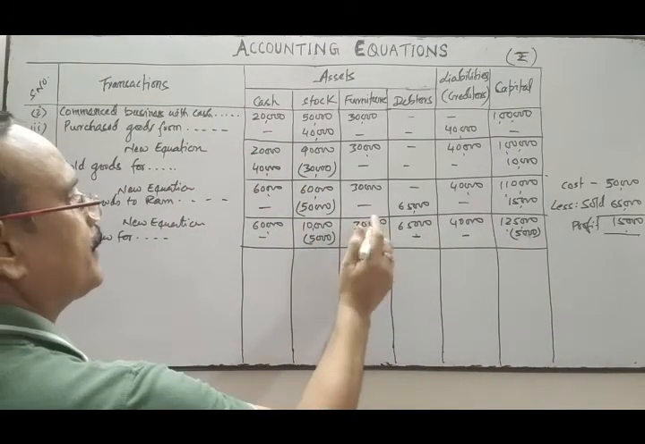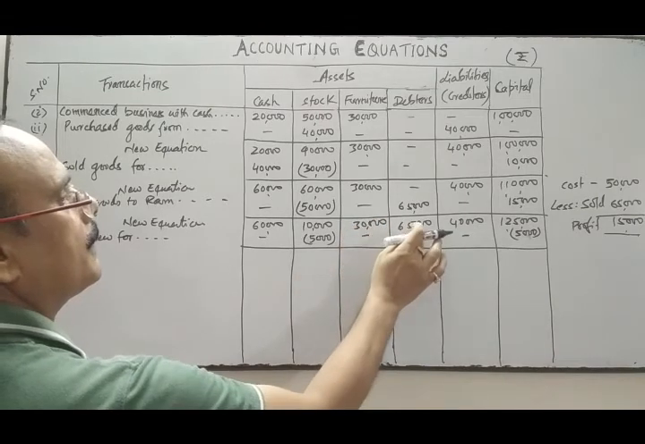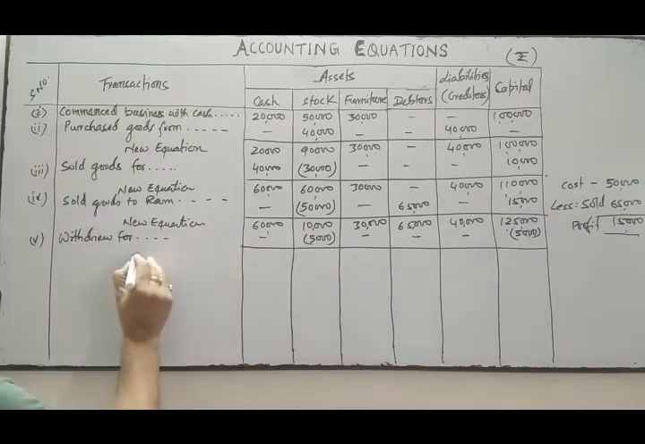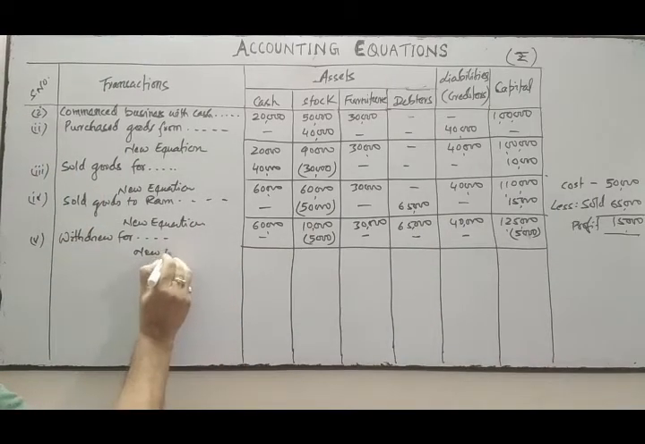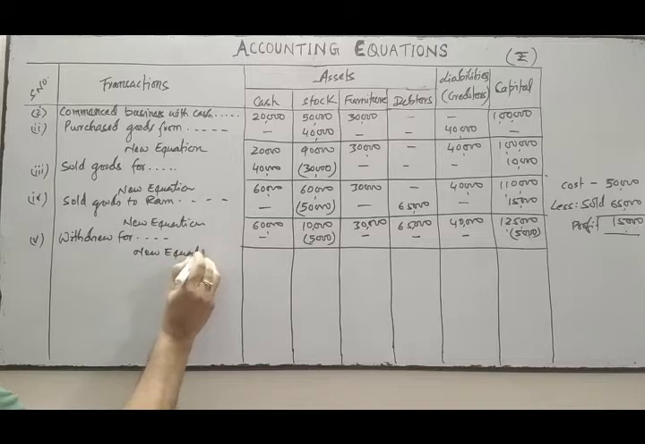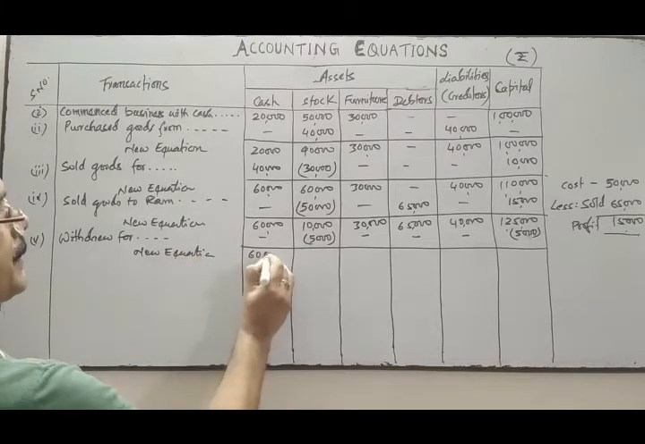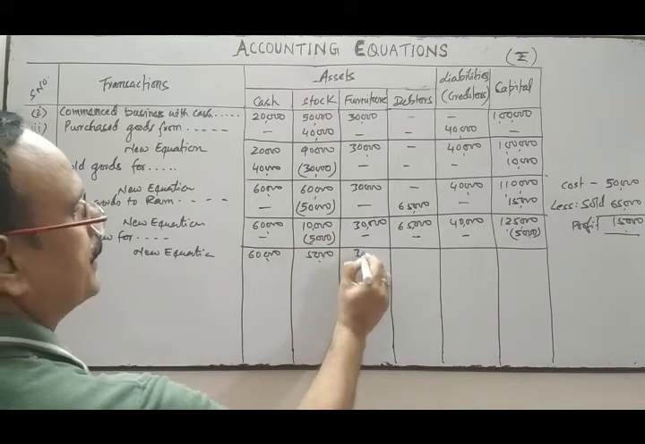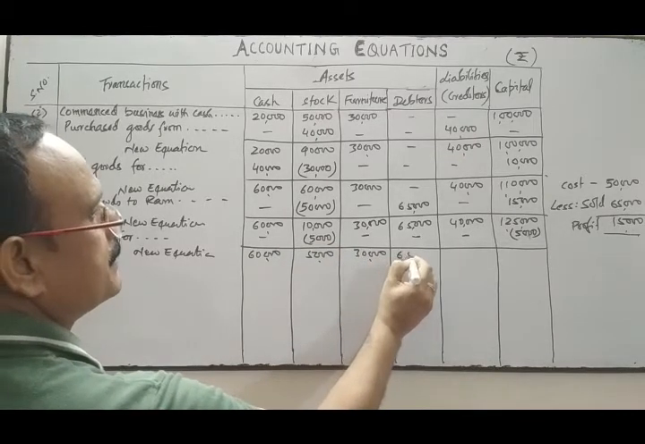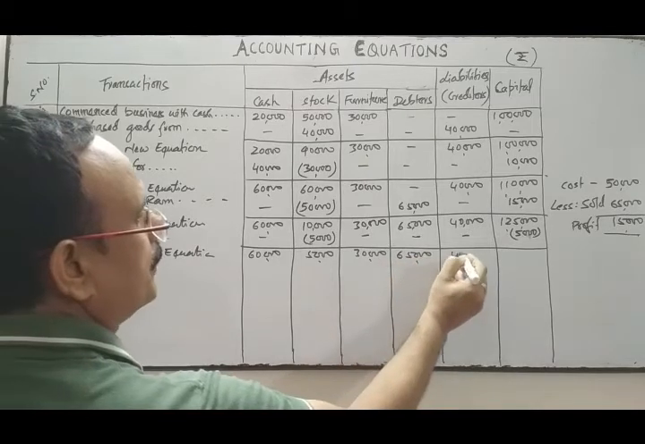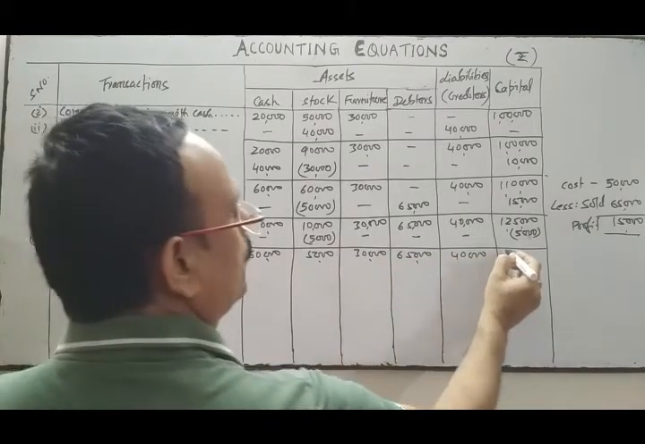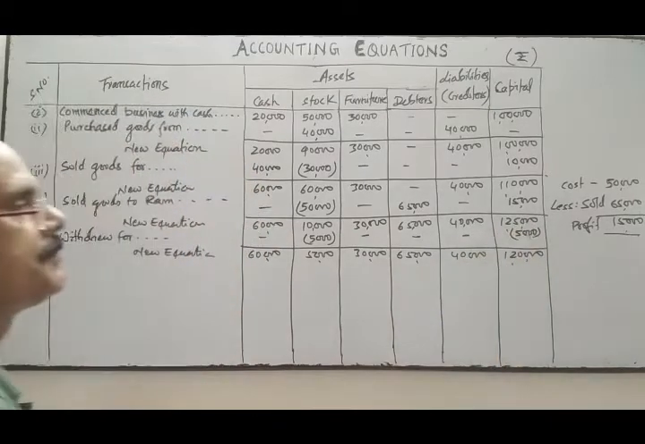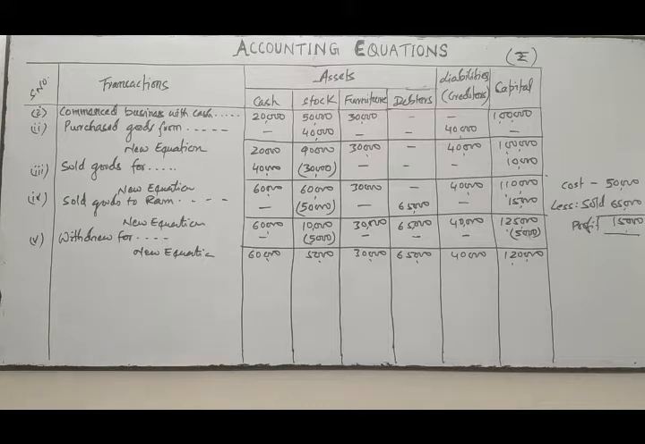Okay. So the new equation after the transaction number 5: 60,000 cash, stock 10 minus 5 is 5,000, 30,000 as it is, 65,000 as it is, 40,000 as it is, and capital 1,25,000 minus 5, which is 1,20,000. Okay.